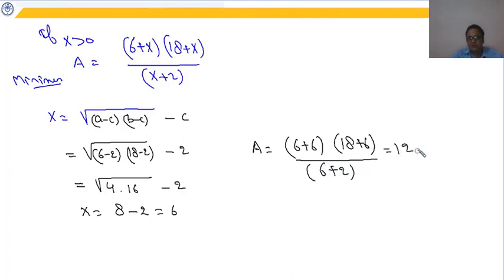6 plus 6 is 12. 18 plus 6 is 24. 6 plus 2 is 8. 8 into 3 is 24. And 12 into 3 is 36. So we get the minimum value of the expression as 36.